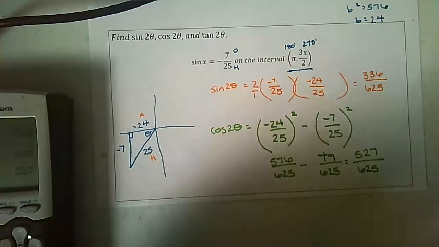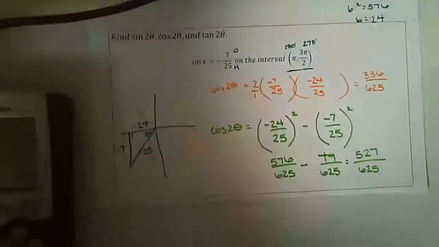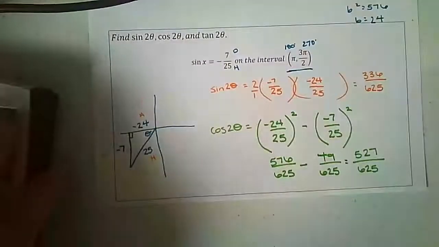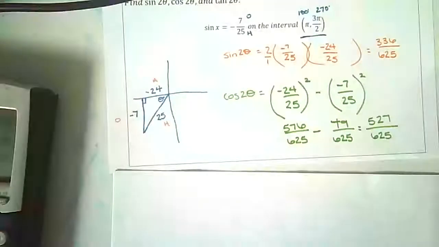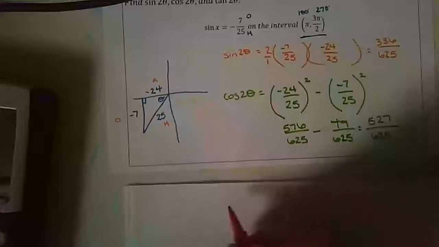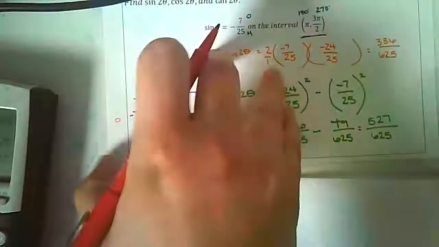All right, last one then, we need to go ahead and find tangent. And I'm going to go ahead and use the formula, and then I will show you guys a trick as well. All right, so tangent of 2 theta. If we were to double the angle, what would the tangent be?